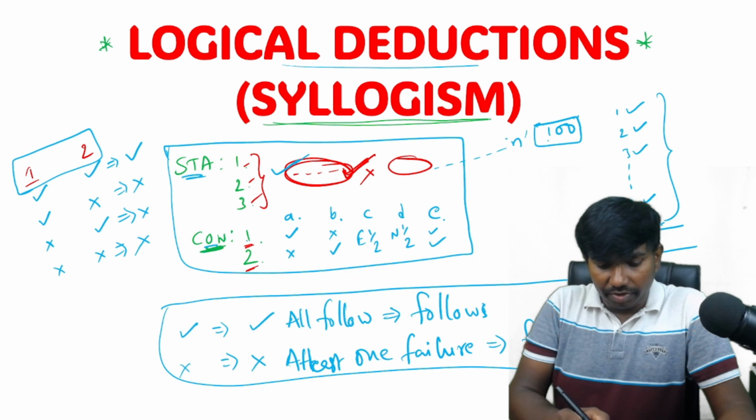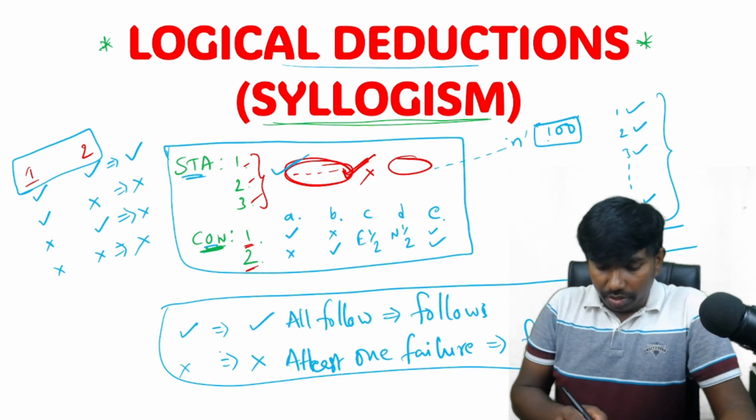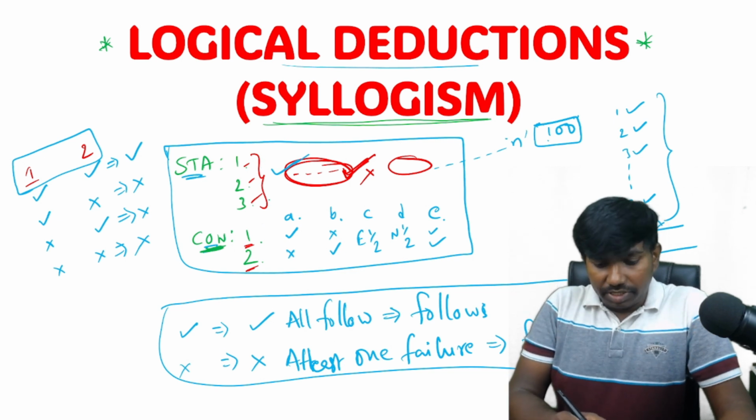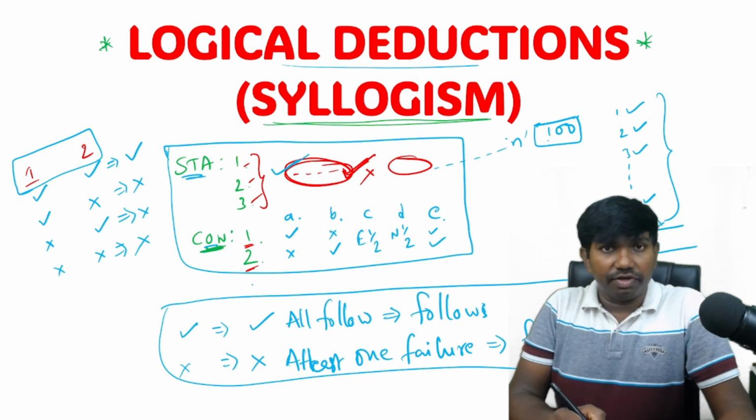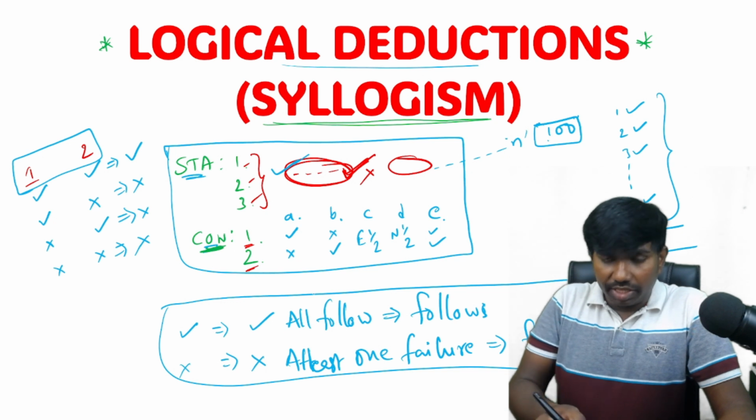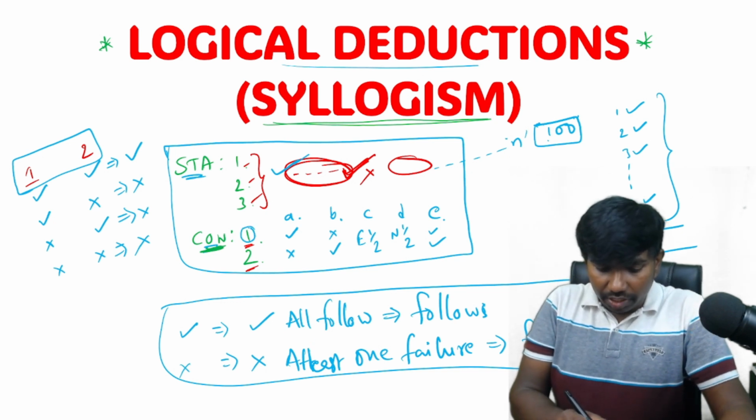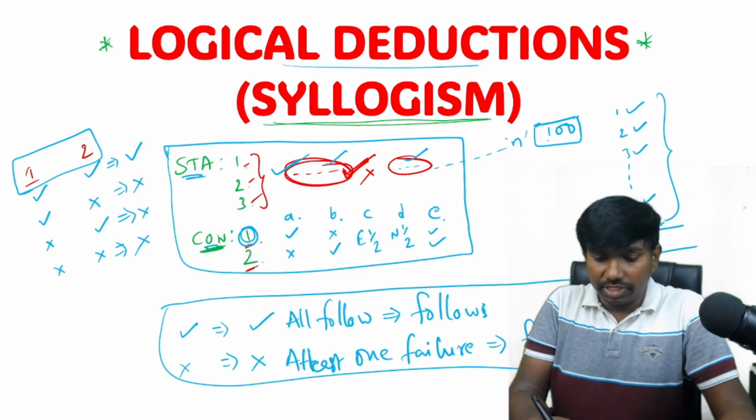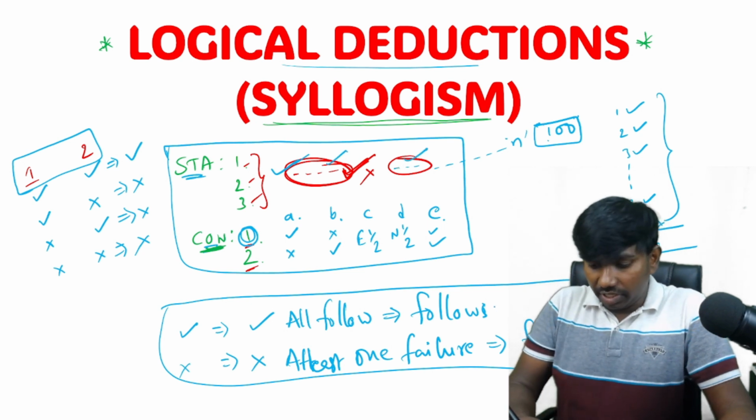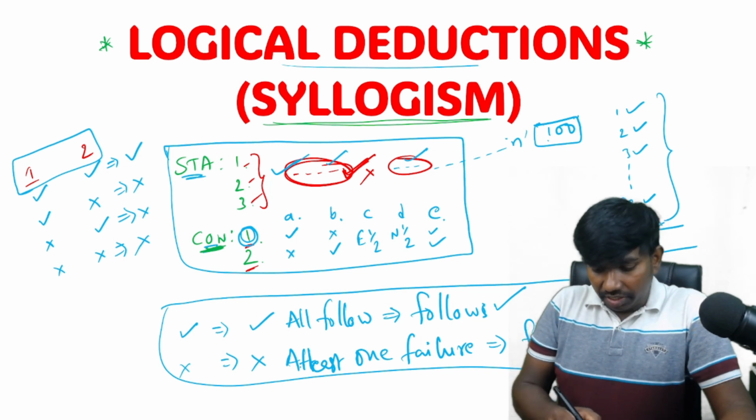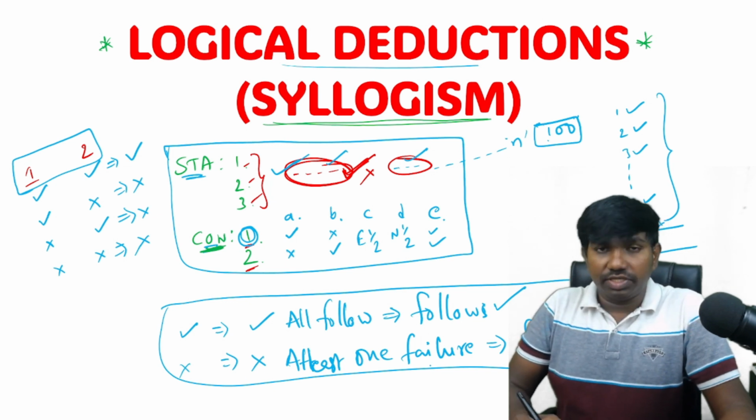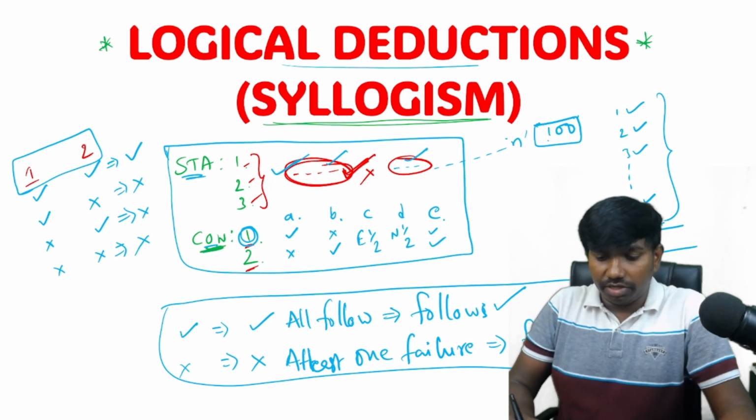Some statements will be given, followed by some conclusions, and we have to process all the statements combinedly, and from that result we have to verify each and every conclusion individually, separately, right? And how to say whether the given conclusion follows or not? If a conclusion satisfies all the possibilities after combining all the statements, then we can say it follows. If it fails in at least one possibility, then we have to say it fails. It is not a definite conclusion.